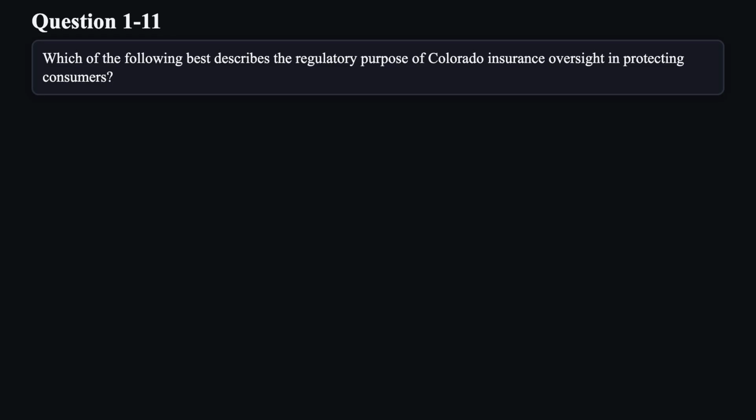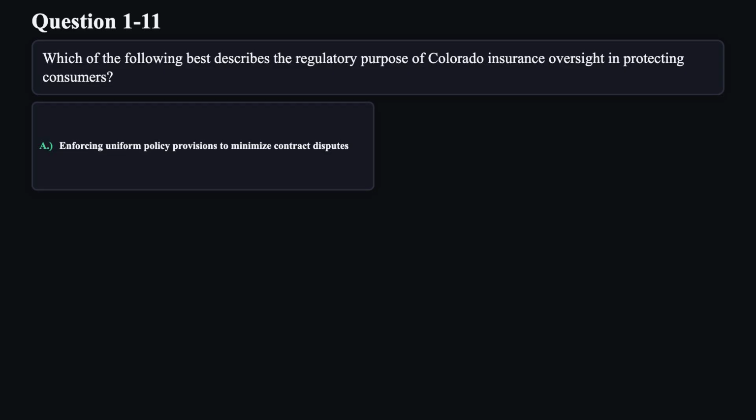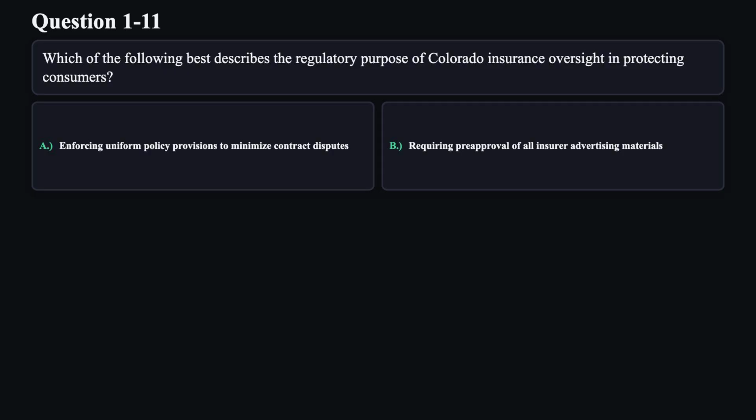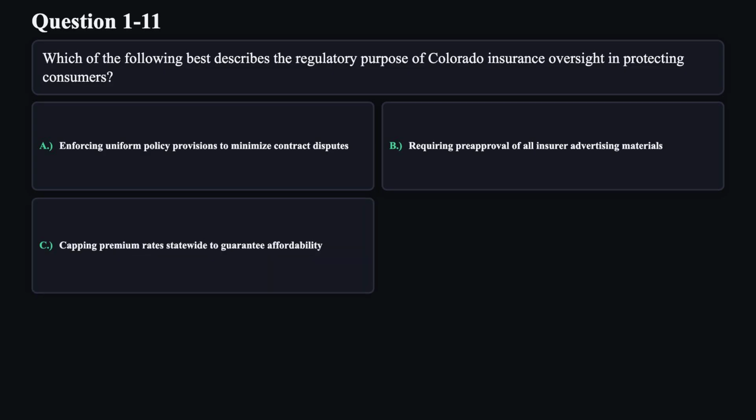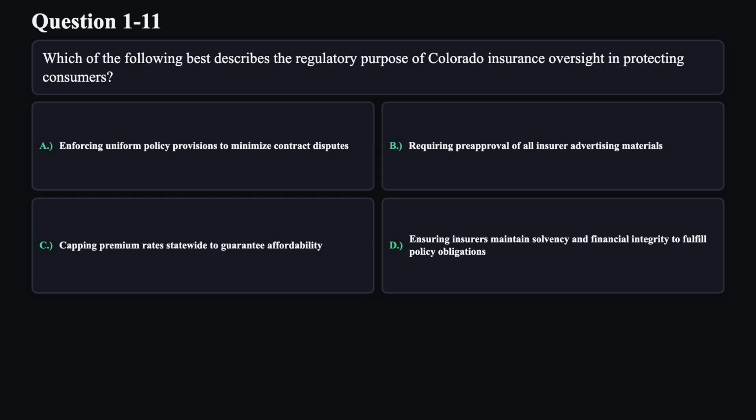Question 11. Which of the following best describes the regulatory purpose of Colorado insurance oversight in protecting consumers? A. Enforcing uniform policy provisions to minimize contract disputes. B. Requiring pre-approval of all insurer advertising materials. C. Capping premium rates statewide to guarantee affordability. D. Ensuring insurers maintain solvency and financial integrity to fulfill policy obligations.